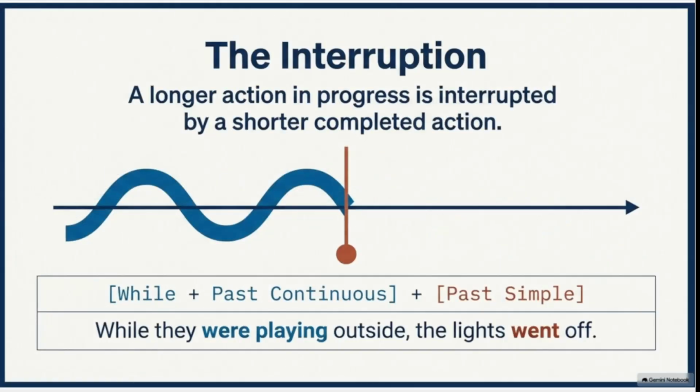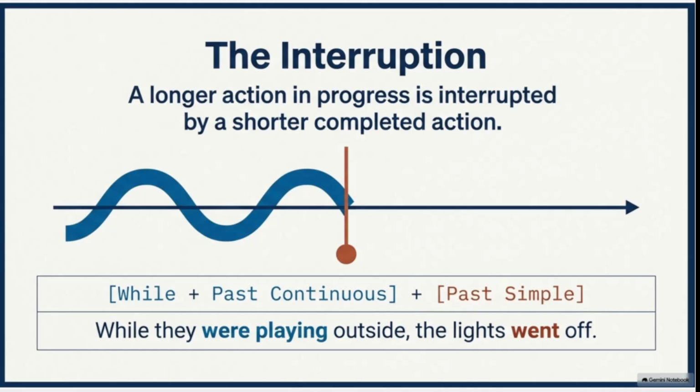The interruption. Now we come to one of the most useful ways to use the past simple and past continuous together. This is called the interruption. Imagine that you are playing outside. The action of playing takes some time. Suddenly, something happens. For example, while they were playing outside, the lights went off. The action, were playing, was already in progress. Then a shorter action happened. The lights went off. So we have past continuous for the longer action in progress, and past simple for the shorter action that interrupts it.